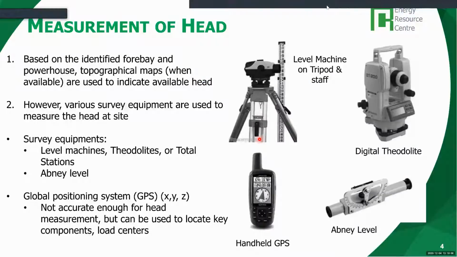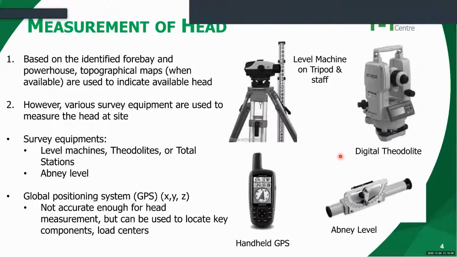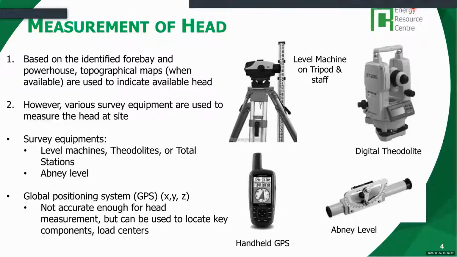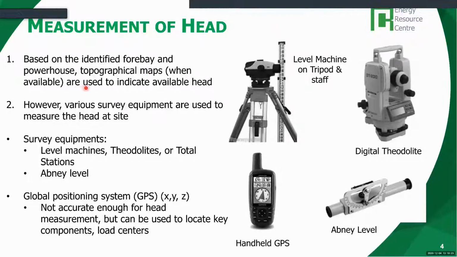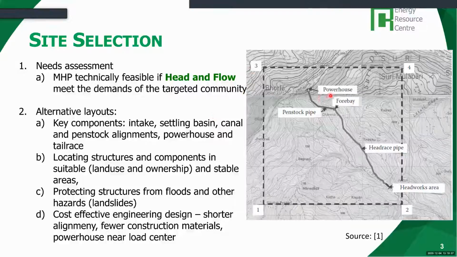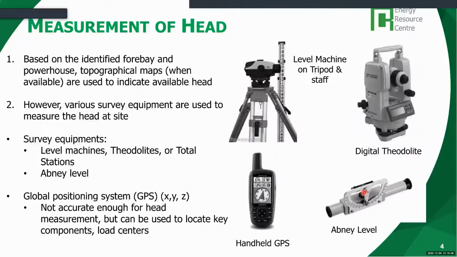And now, as I said, the most important part is the head, because you have to make sure the head you calculate is correct. So, based on the identified forebay and the powerhouse, you can use topographical maps, when available, to get an indicative available head. Based on your topography, you get the contour of the forebay here, whatever elevation, and the contour of the powerhouse, then the difference will be your head.